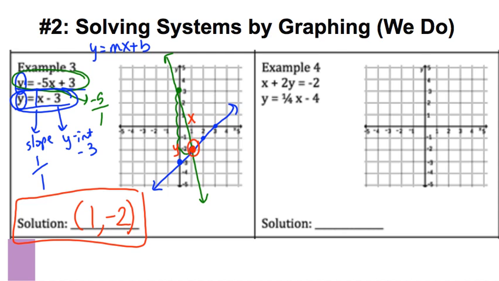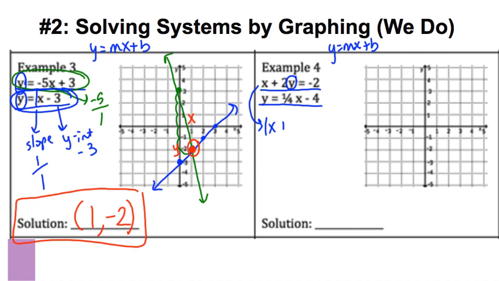Okay, example 4. Again, I check for y equals mx plus b. I look at the first one, and x plus 2y equals negative 2. Y is not alone, so I have to solve. Let me check the second one, y equals 1/4 x minus 4. It is in y equals mx plus b, so I can graph that one. So I'm going to solve the first one.